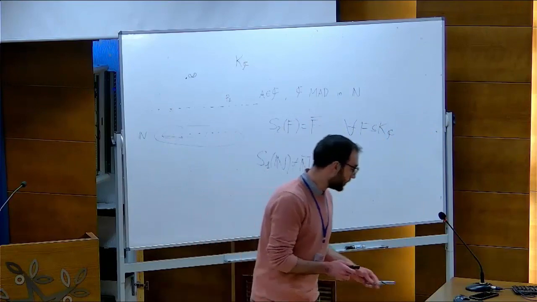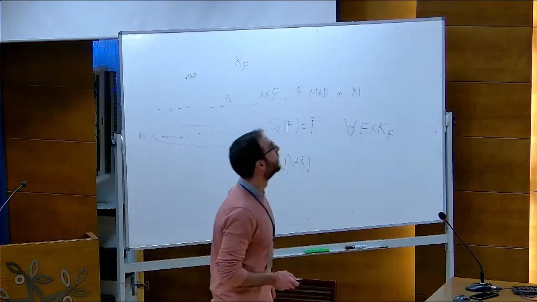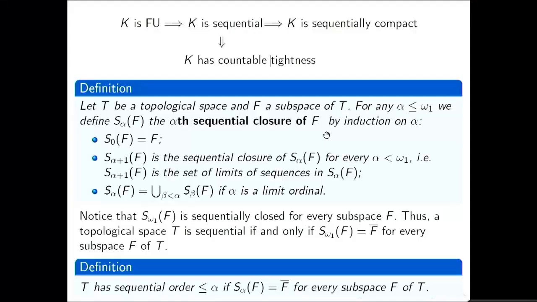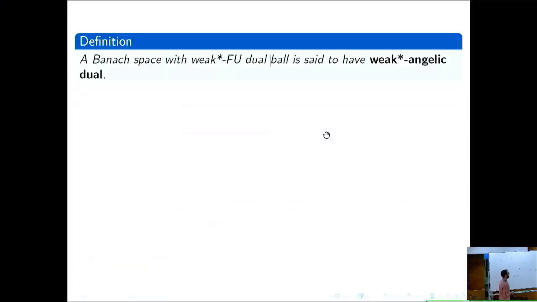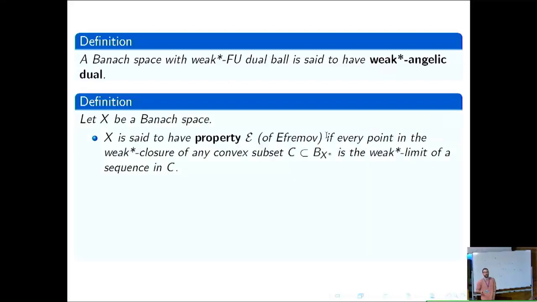Okay, so we are going to deal with these properties, as I said, in the dual balls of Banach spaces. Whenever talking about, let's say, unison, instead of Weierstrass unison dual ball, we are going to talk about having Weierstrass angelic dual. And we are going to also consider convex versions of these properties. So first of all, the convex version of having Weierstrass unison dual ball is what we are going to call property E of F remote.